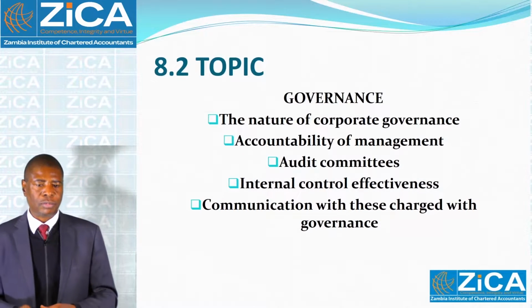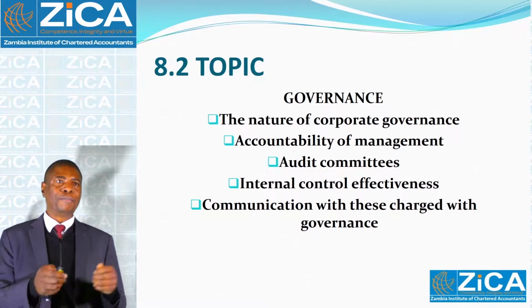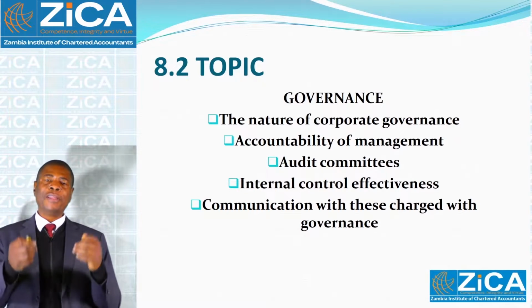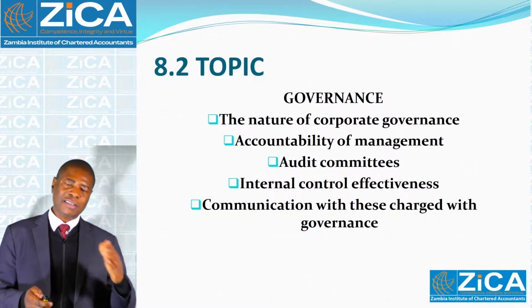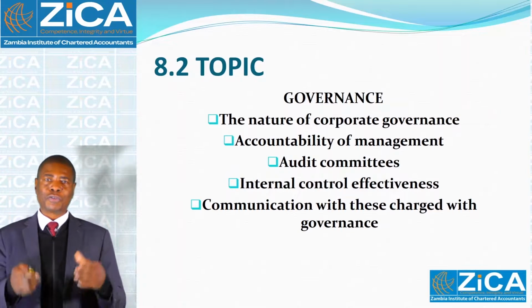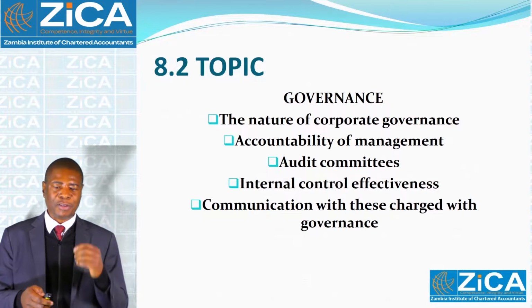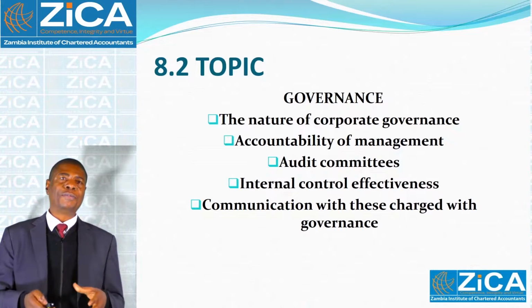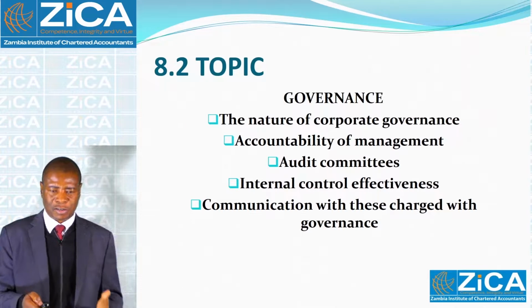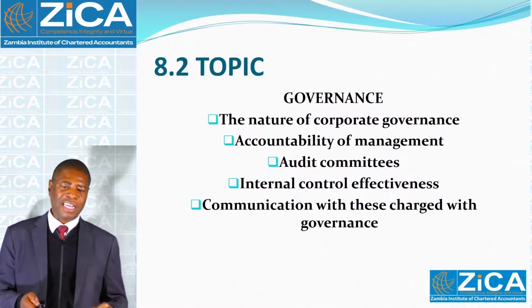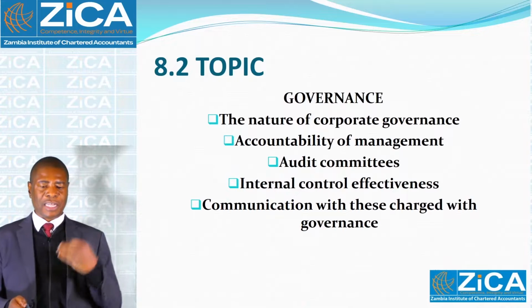Then topic 2. Topic 2 is about governance. If you look at the Cadbury report, we are saying governance is simply the way organizations are directed and controlled. Over the past years, including now, there have been a lot of corporate scandals. Those definitely do not go well in the public domain, and auditors have been found wanting. So that's why these topics must be taken seriously by anyone doing auditing subjects. It's very, very important. So we'll talk about the nature, accountability, audit committees, internal control, effectiveness, communication, and all those.